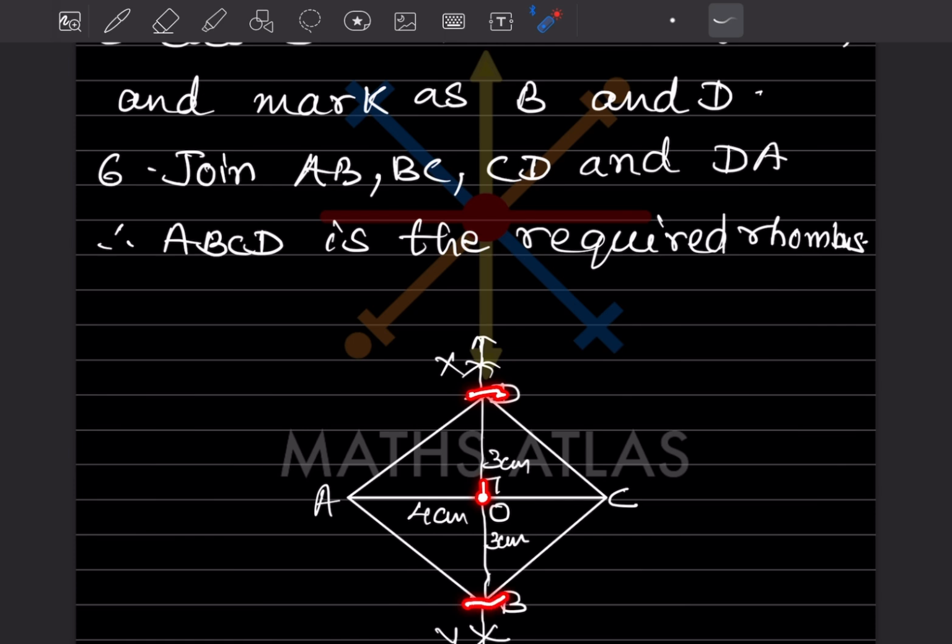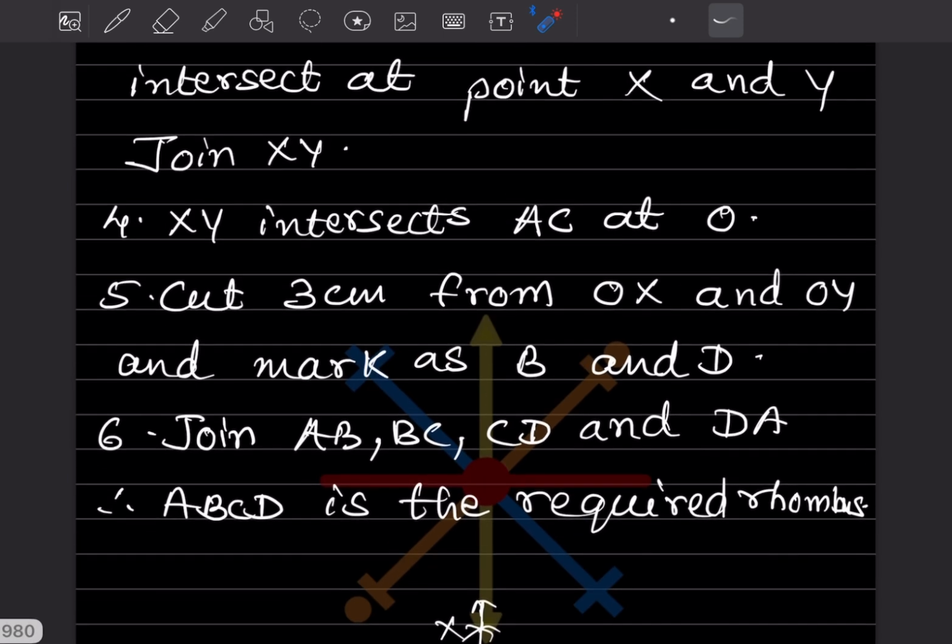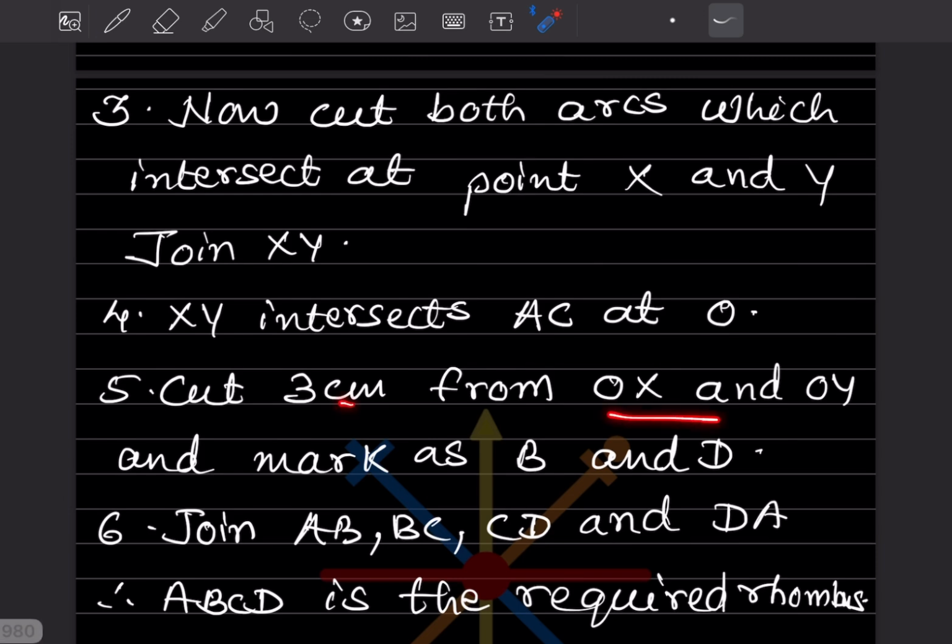Same thing you will do from O to here, and you will put D here. Why are we going to put D? Because it will be like this: A, B, C and D. And same from O to B, you will take that same 3 centimeter and cut over here, and later on you will join this line. So see here, take from OX and OY and mark it as B and D and join.